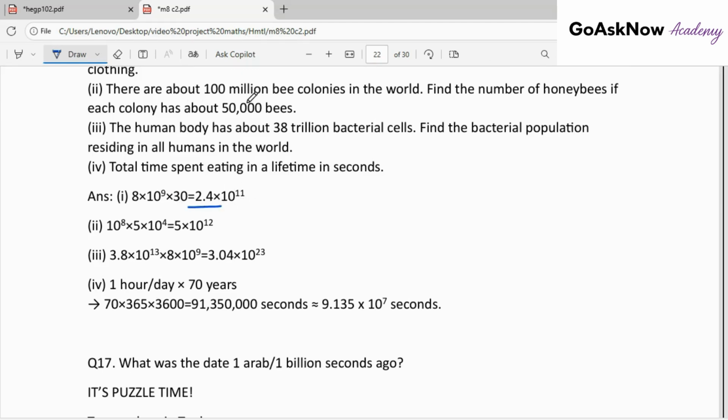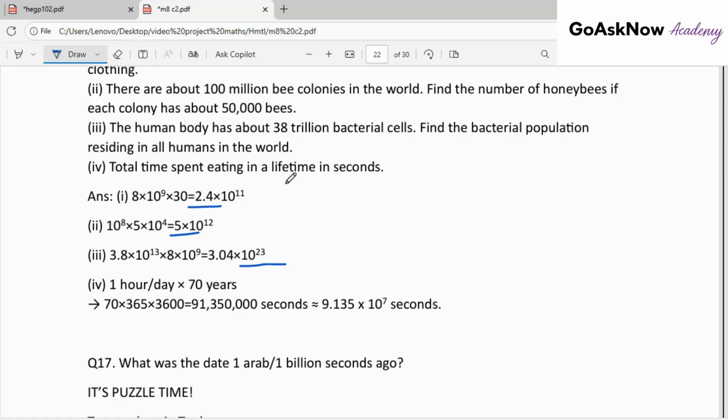Next, there are about 100 million bee colonies in the world. Find the number of honeybees if each colony has about 50 bees. That is 10 power 8 into 5 into 10 power 4, which is 5 into 10 power 12. The human body has about 38 trillion bacterial cells. Find the bacterial population residing in all humans in the world. 3.8 into 10 power 13 into 8 into 10 power 9, which is 3.04 into 10 power 23.